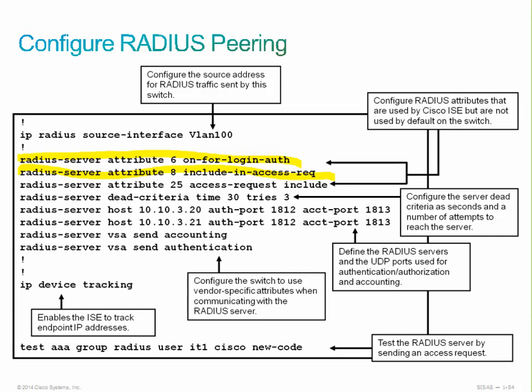But like I said, there's over 255 different attribute types that are defined in the IETF standard, and then we have some specific ones that Cisco has defined. All right.